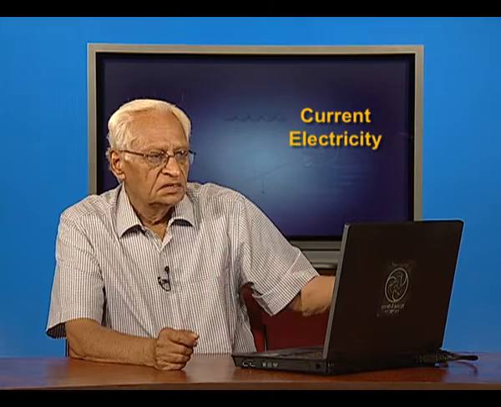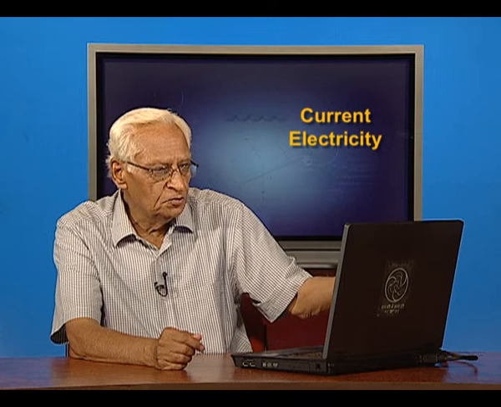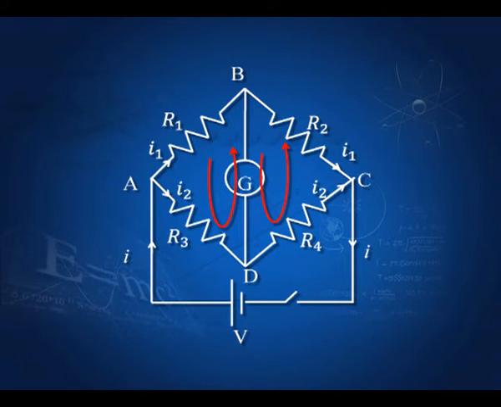The important circuit is Wheatstone bridge. This is the basis of your experiments with meter bridge and potentiometer and so on. What we do here is a circuit which has 4 resistances R1, R2, R3, R4. We have a galvanometer which also has a resistance anyway. So, what we do is we find conditions so that there is no current through this arm BD, and if there is no current, then we will find that R1 by R2 is equal to R3 by R4.